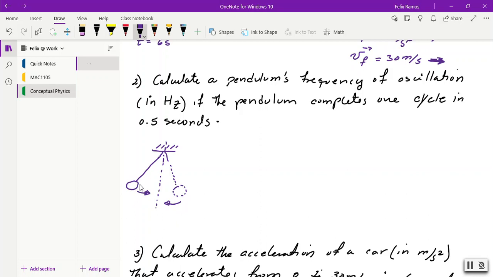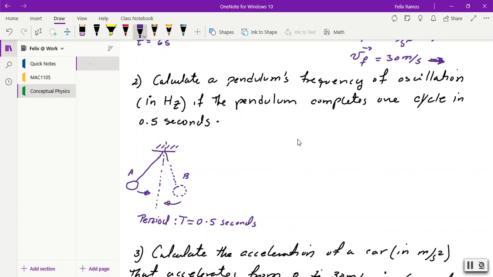The time that it takes the pendulum to leave position A, reach position B here, that is the right extreme of the trajectory of the pendulum, and then come back to position A, is what we call the period, that we represent with the letter T. And this period is basically just the time that it takes for the pendulum to complete one cycle. So the period would be 0.5 seconds.